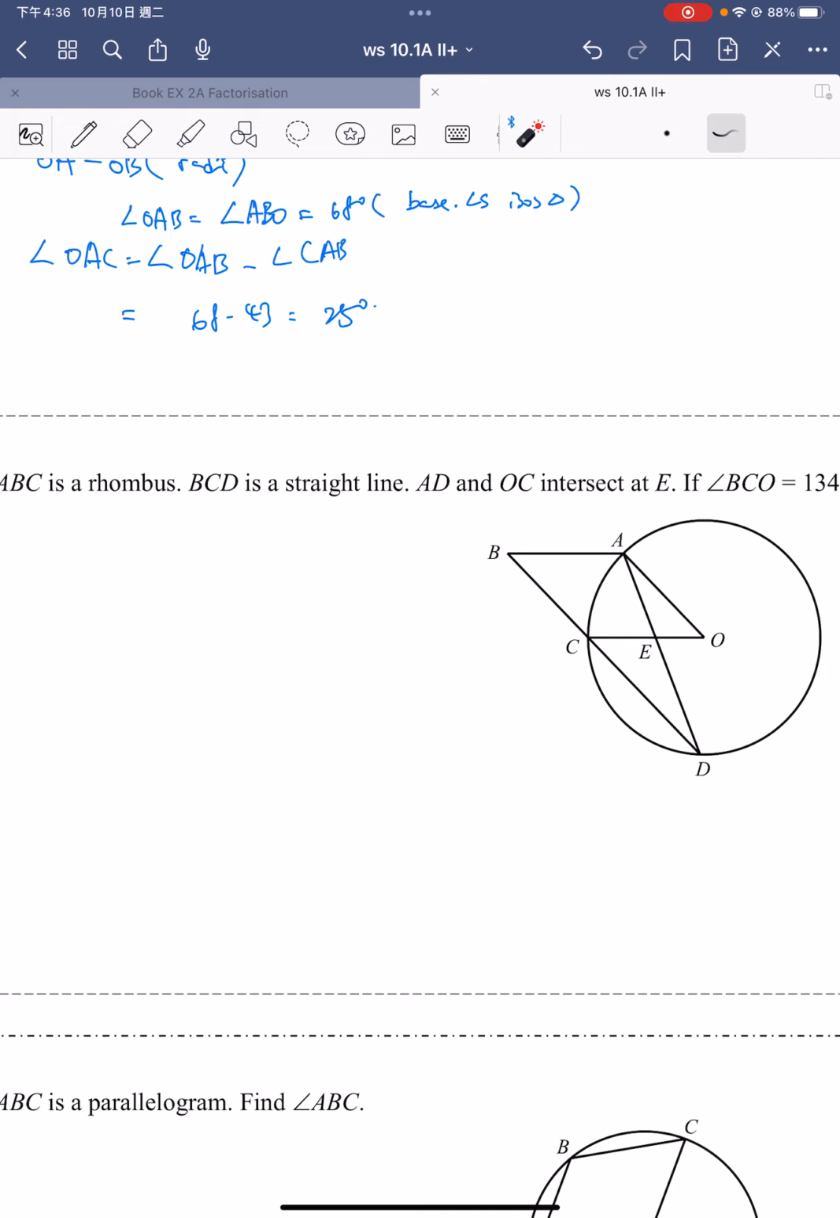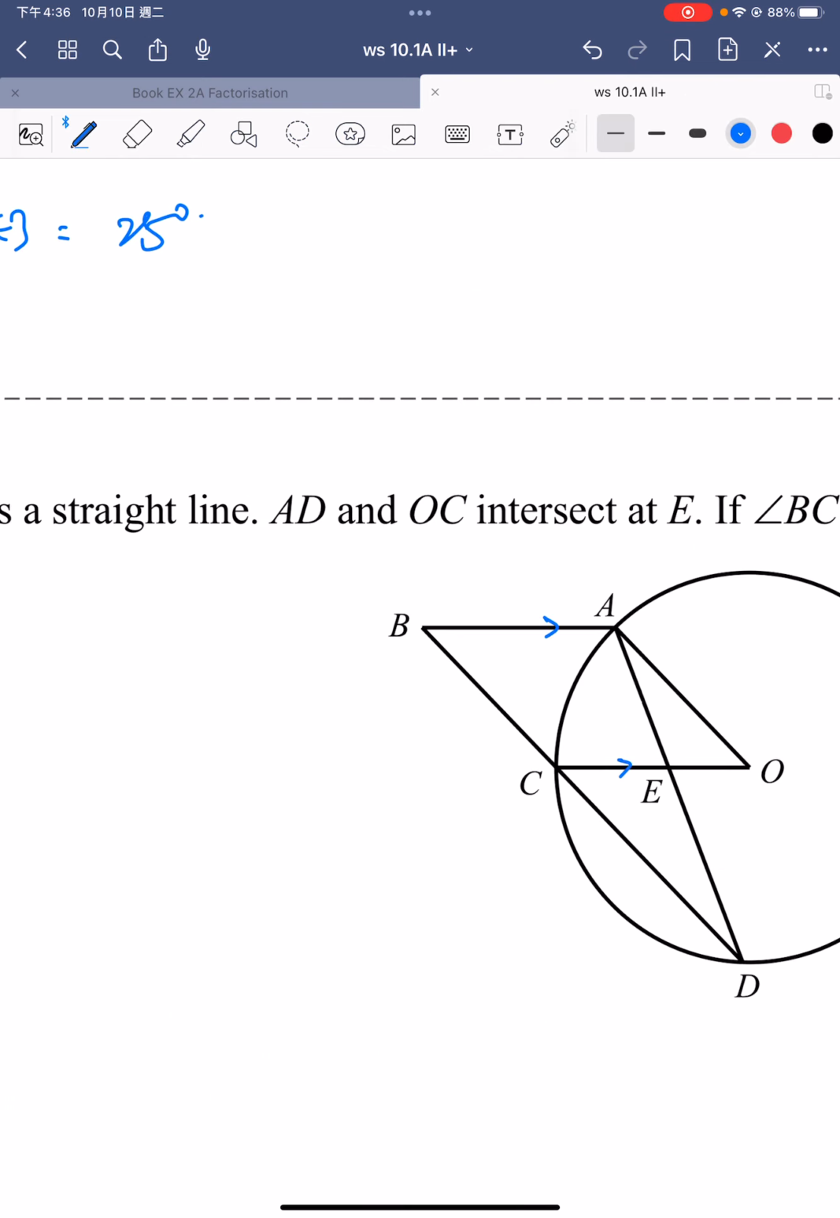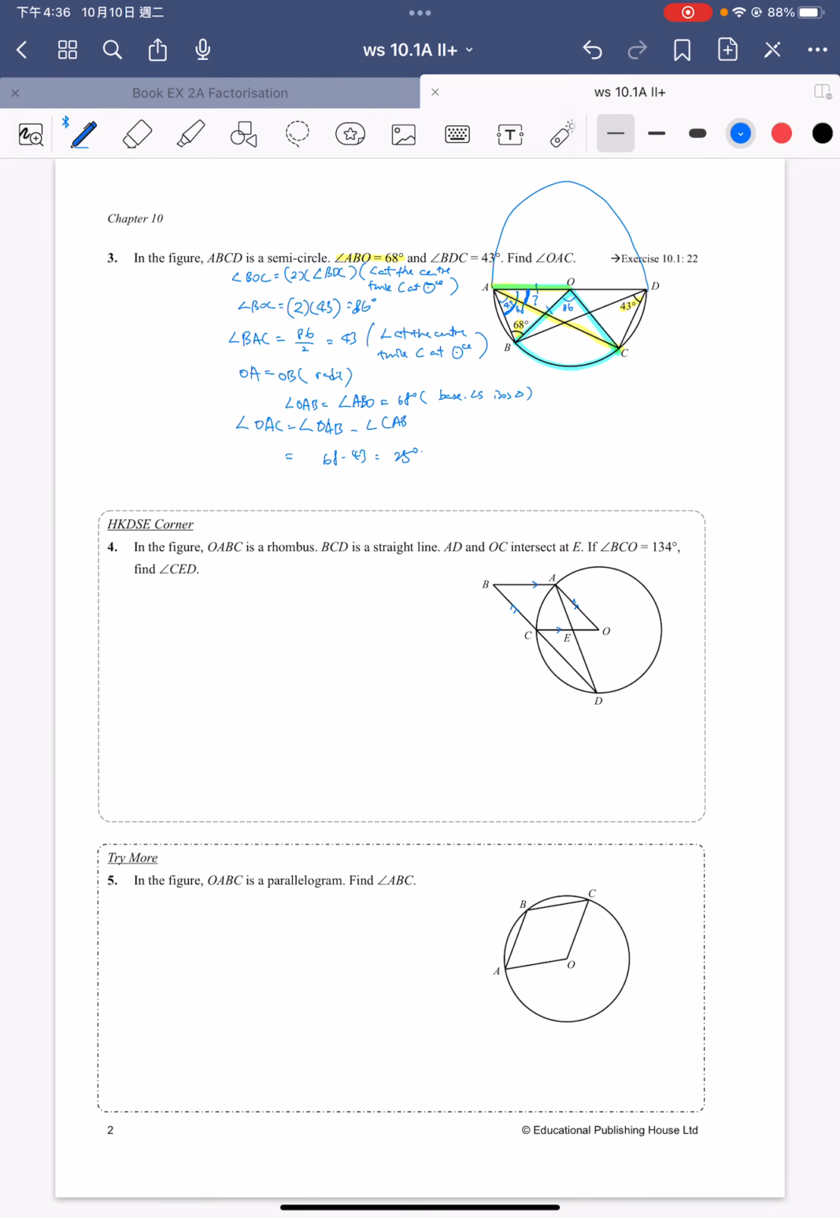So first of all, as this is a rhombus, which means that we have BA parallel to OC, and BC is parallel to AO. So we can try to write it down. We have AB parallel to OC, and we have BC parallel to AO. So that's the first thing that we have. And the next thing that we have is the angle BCO is equal to 134.